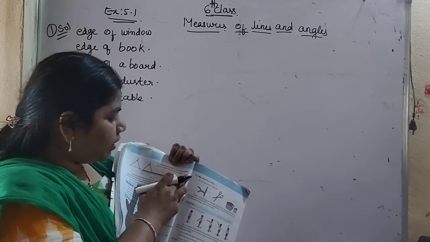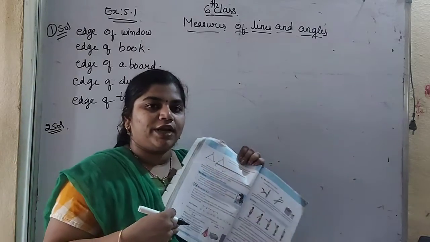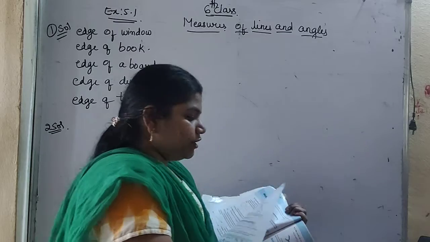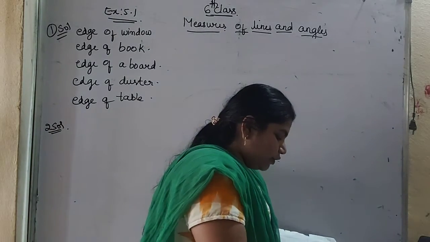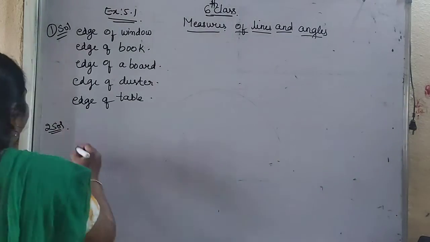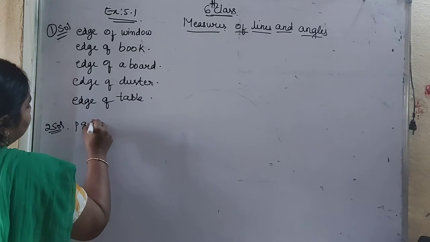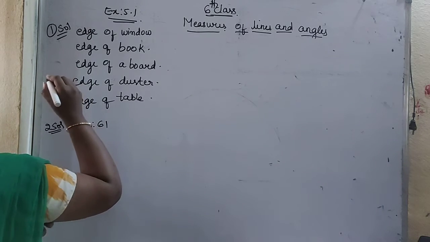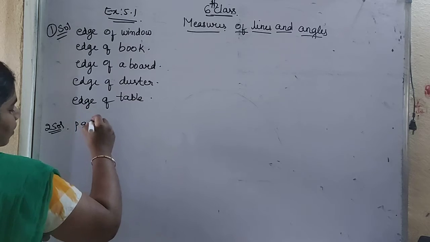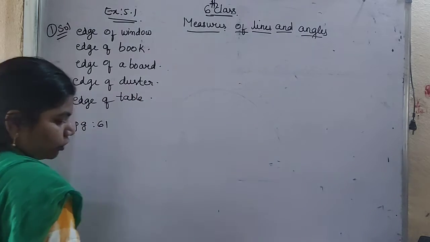to use a divider than ruler. You have to write that sentence. So here in textbook page number 61 you are having the answer. That is second answer, page number 61. You have to draw the figure also. What figure you are having, you have to draw that figure.